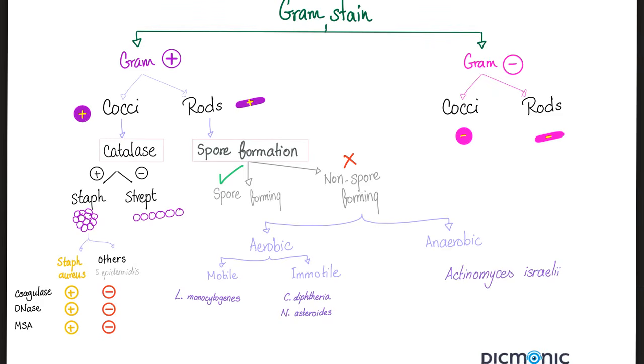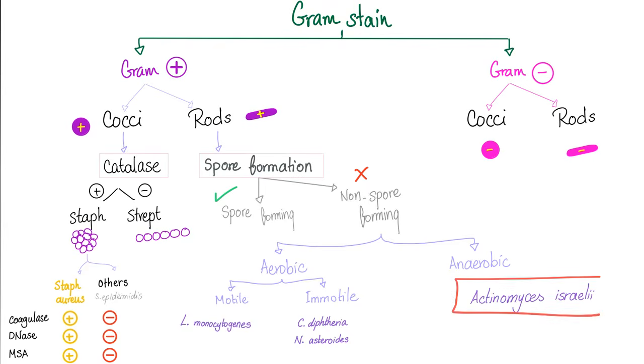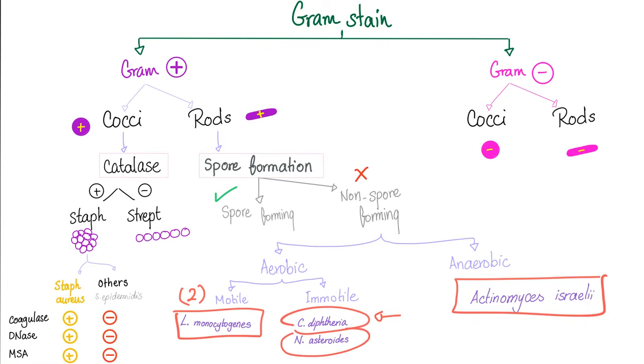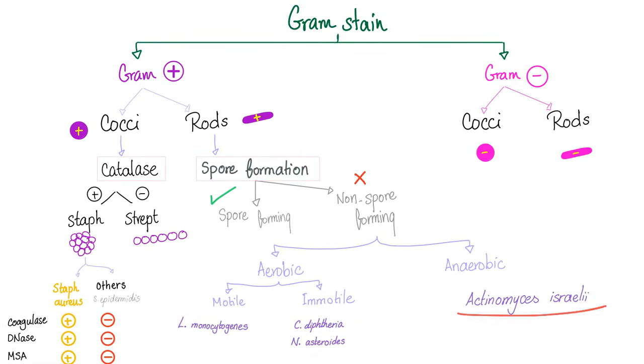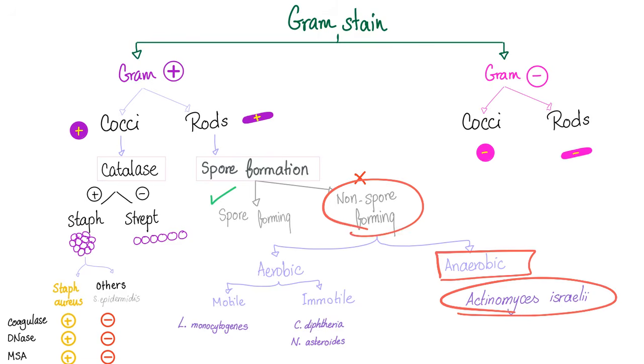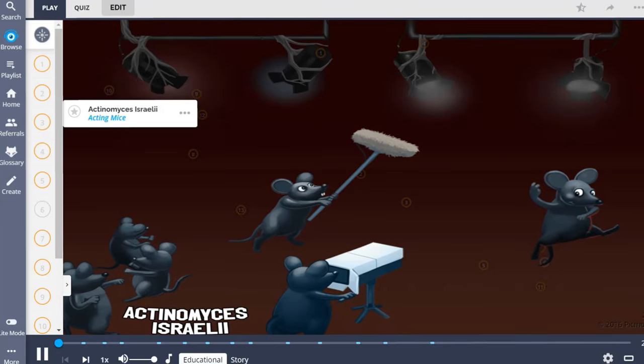Anaerobic Actinomyces. So we will start by talking about Actinomyces israelii, and then we'll talk about Listeria monocytogenes in 2 Picmonics. After this, we have Corynebacterium diphtheriae, and then we have Nocardia asteroides. So let's start with Actinomyces israelii, which is an anaerobic, non-spore forming gram-positive rod. Actinomyces israelii is a species of bacteria represented in this Picmonic by the acting mice.